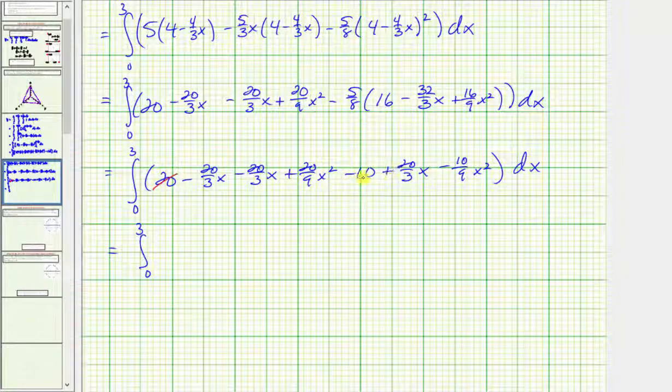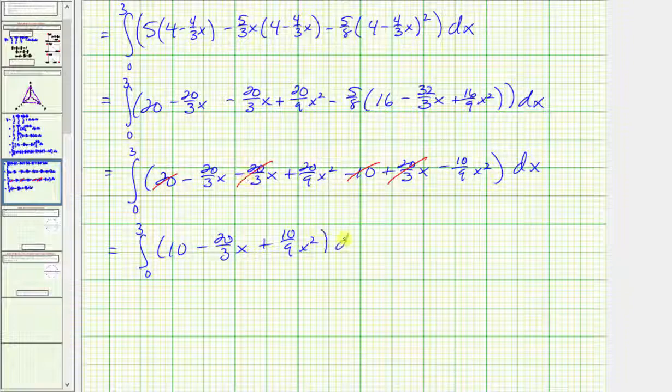So we have 20 minus 10, which is 10. Let's look at the x terms. These two x terms are opposites. So we just have minus 20/3 x. Looking at the x squared terms, we have 20/9 x squared minus 10/9 x squared, which would be positive 10/9 or plus 10/9 x squared. And then finally, we integrate with respect to x.